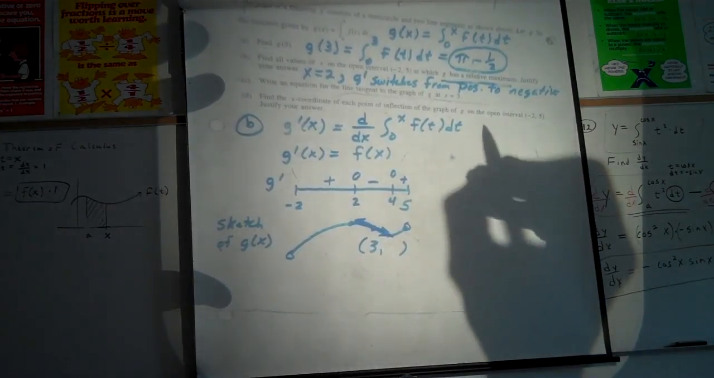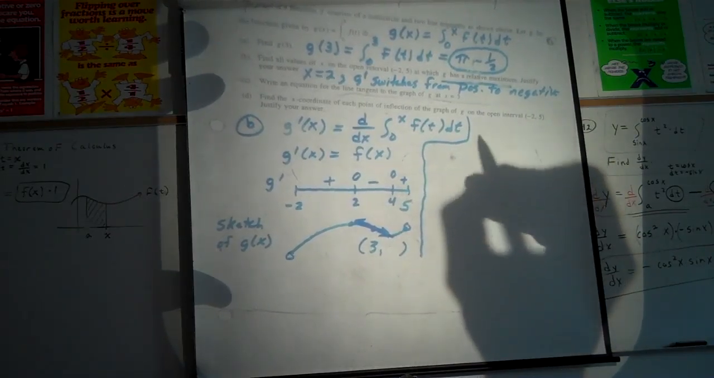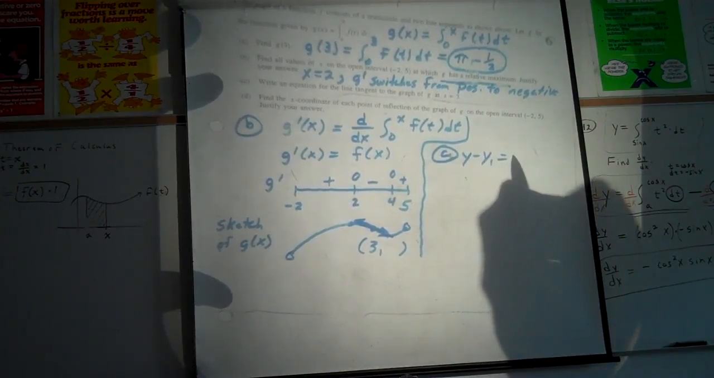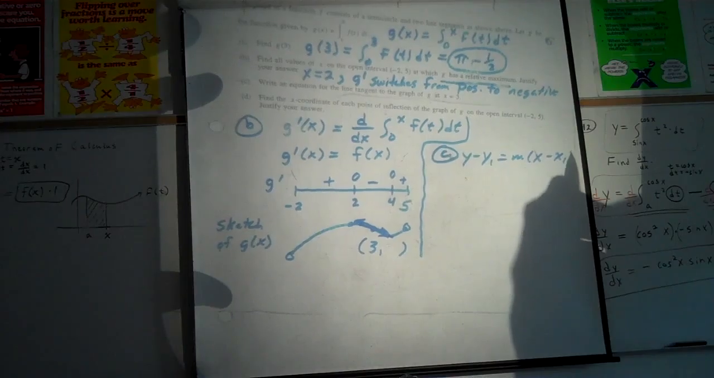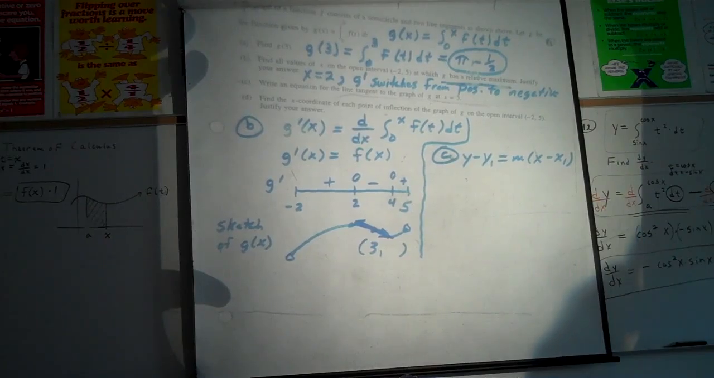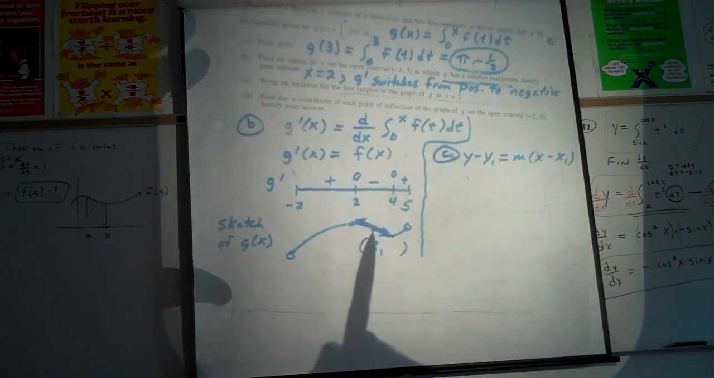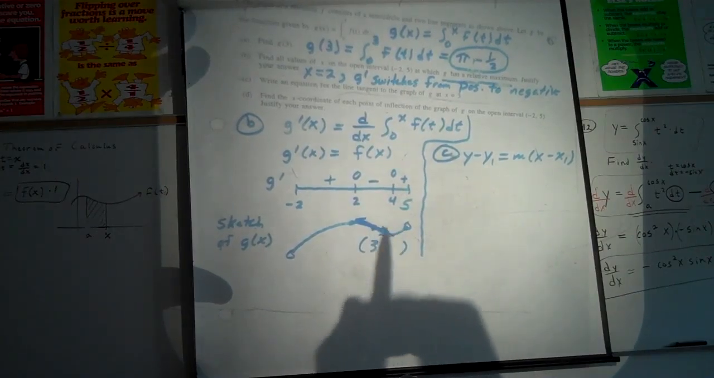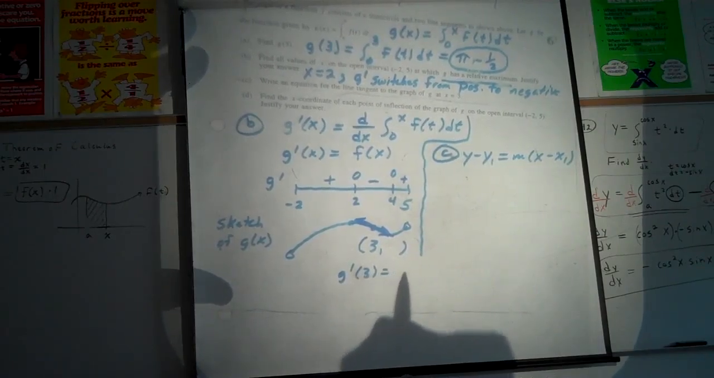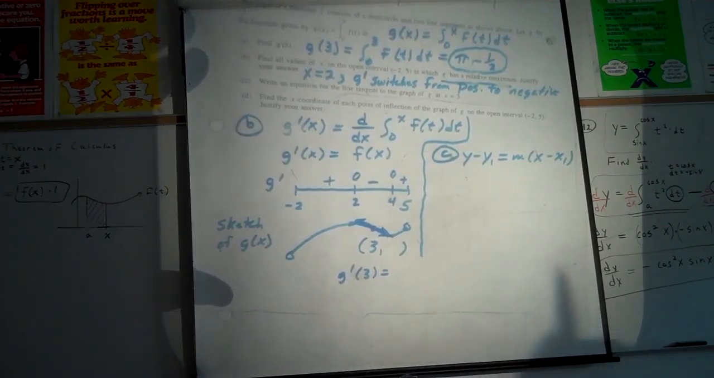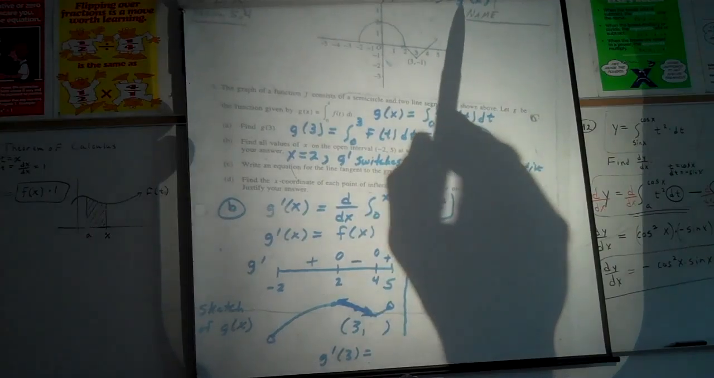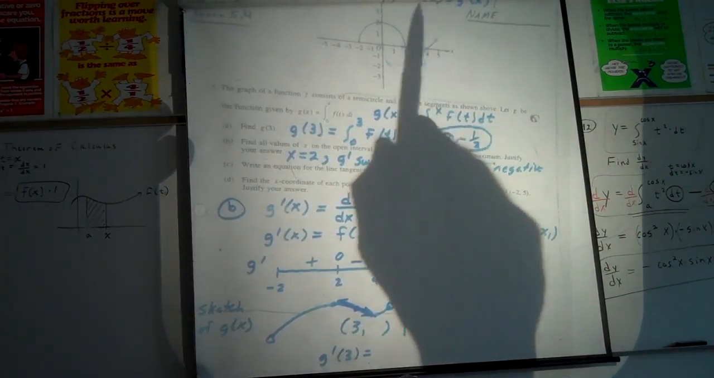Okay, so to write an equation of a tangent line, you might remember that we usually use this equation. This is part C. y minus y sub 1 equals m times x minus x sub 1. Point slope form of a linear equation. Well, say I want to know the slope right there. So I want to know what g prime equals, the slope at 3. So I want to know g prime of 3. That would tell me the slope right at that point. Do I know g prime of 3? Well, g prime of 3 would be the same as f of 3, because they're equal, right?